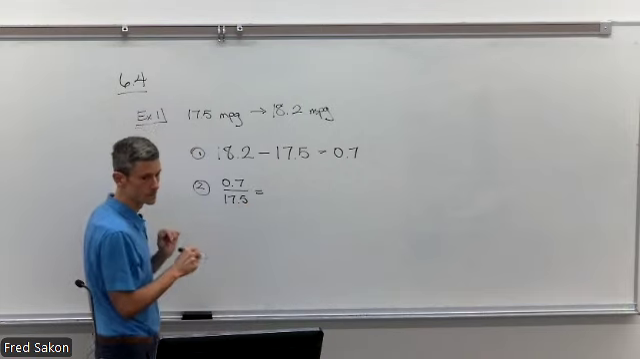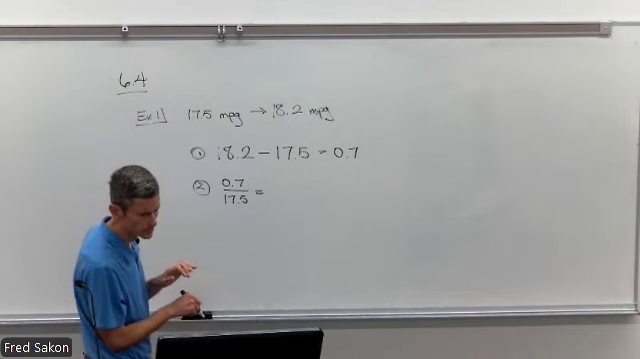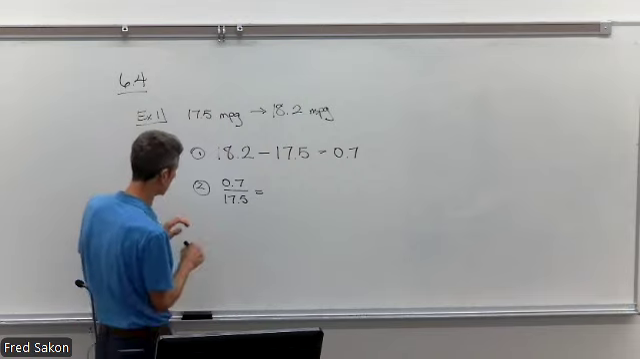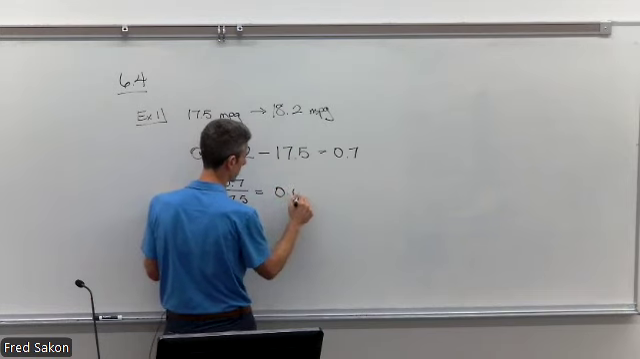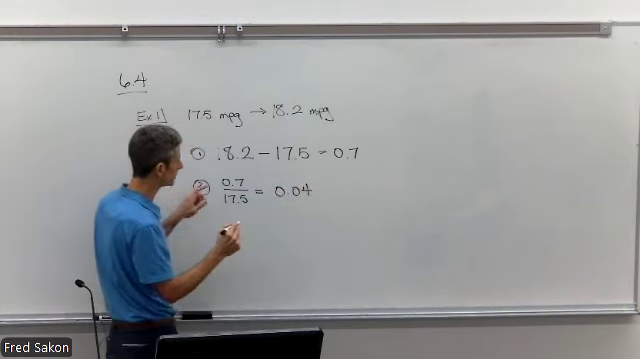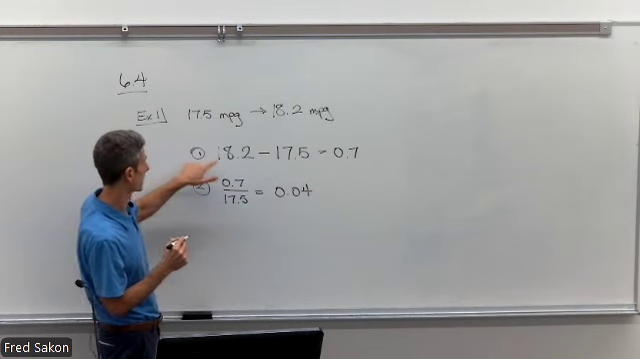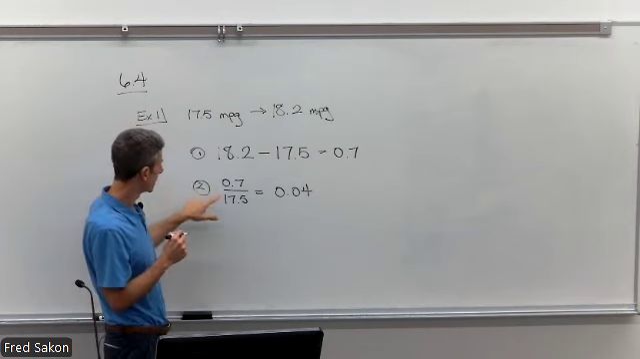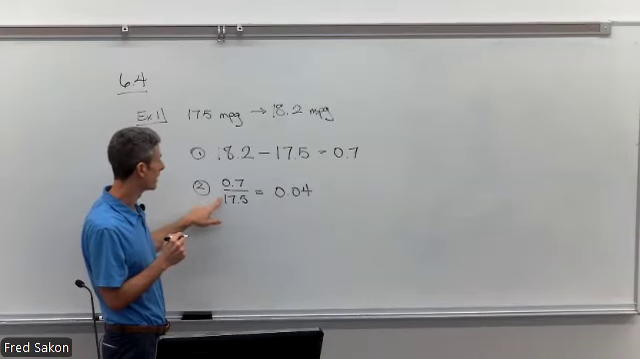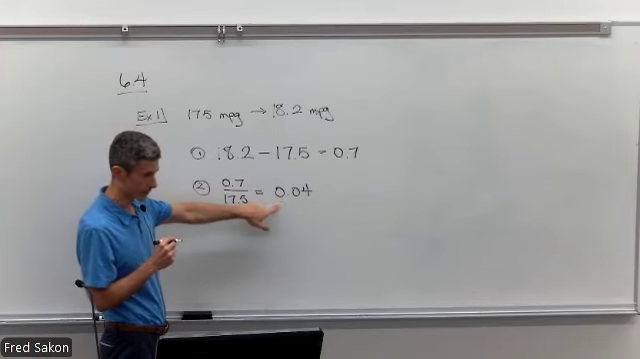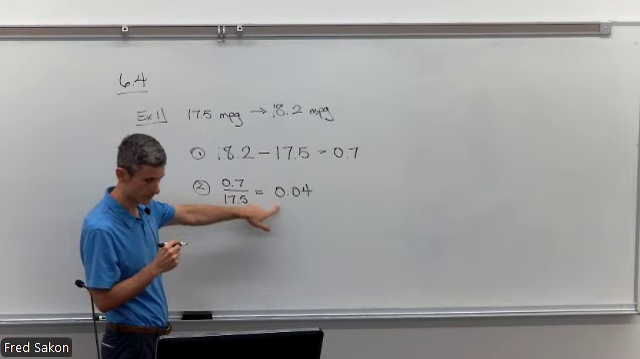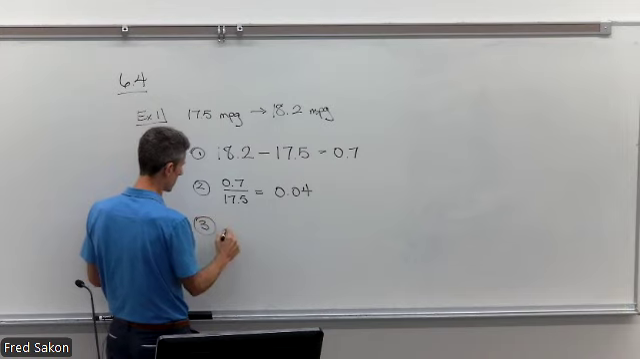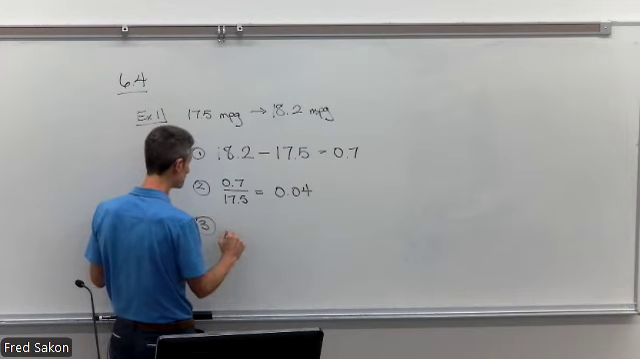When we do that, we get 0.04. So a couple of things you can just verify for yourself in your calculator real quick. Do I get 0.7 from this subtraction? And then when I divide by 17.5, do I get 0.04? Confirm those for yourself. And then I'll put our last step up here.